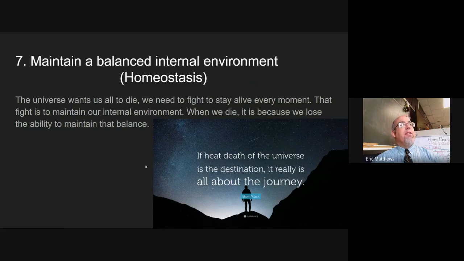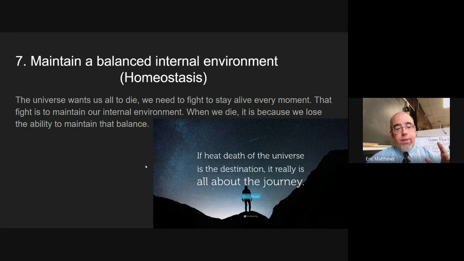Number 7, all living things must maintain a balanced internal environment, and we call this homeostasis. Now, interestingly, all heat, all energy in the universe is slowly spreading out with the goal, as far as the universe is concerned, to get everything to zero. That's called the heat death of the universe. And that is where everything will go eventually. Eventually, it will reach that point.